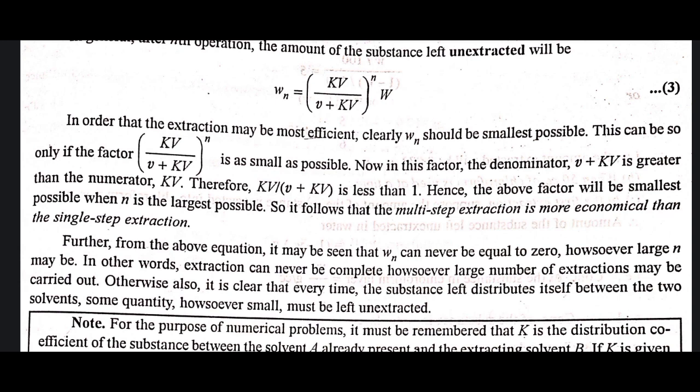Further, from the above equation, it may be seen that Wn can never be equal to 0, howsoever large n may be. In other words, extraction can never be complete, howsoever large a number of extractions may be carried out. Otherwise also, it is clear that every time the substance left distributes itself between the two solvents, some quantity, howsoever small, must be left unextracted.